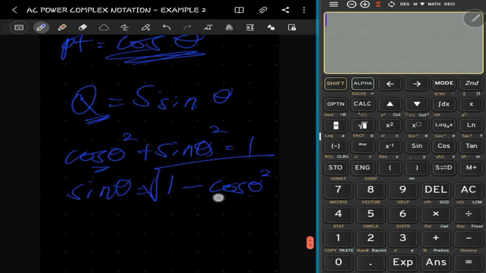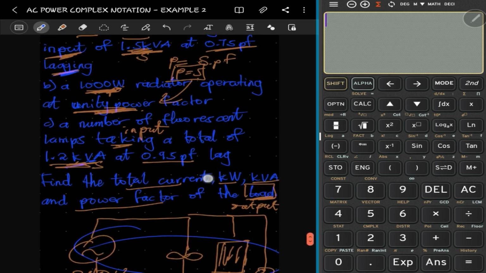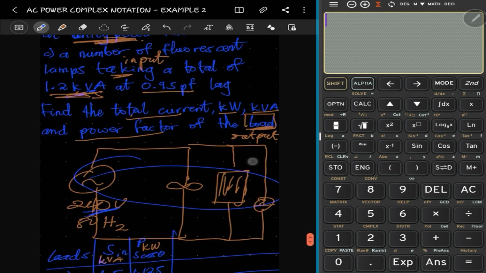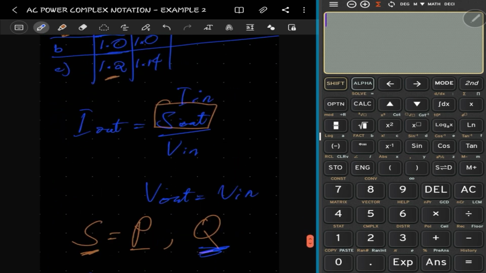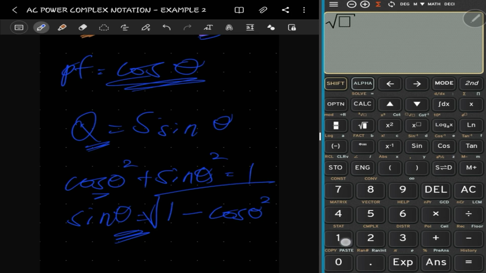So the first one, the power factor was 0.75. So this is the relationship that we are using, right here. So our x will be the square root of 1 minus the power factor. The power factor we said is f, right? We're using f to represent it. F squared, right?